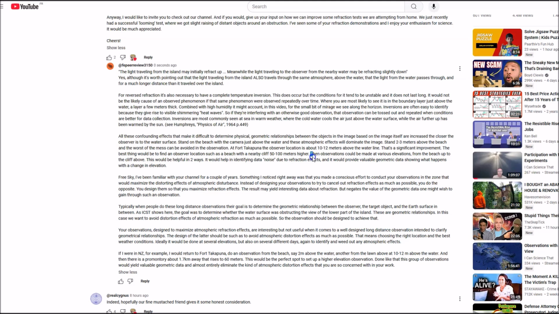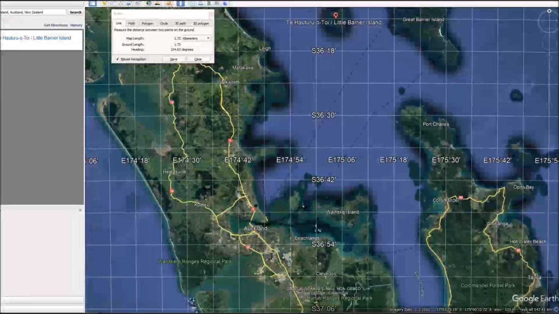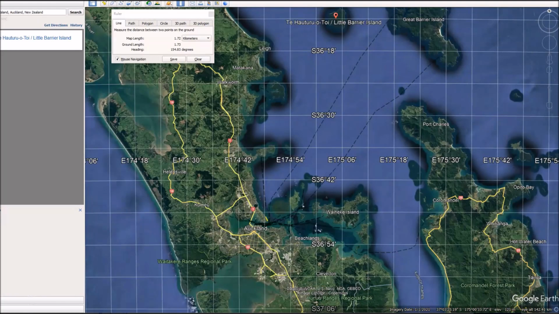Then, observations could be made at various elevations from the beach up to the cliff above. This would be helpful in 2 ways. It would help in identifying the data noise due to refraction effects, and it would provide valuable geometric data showing what happens with a change in elevation. Let's take a little dive into Google Earth here and see what could be done with this observation to improve it in terms of its design.